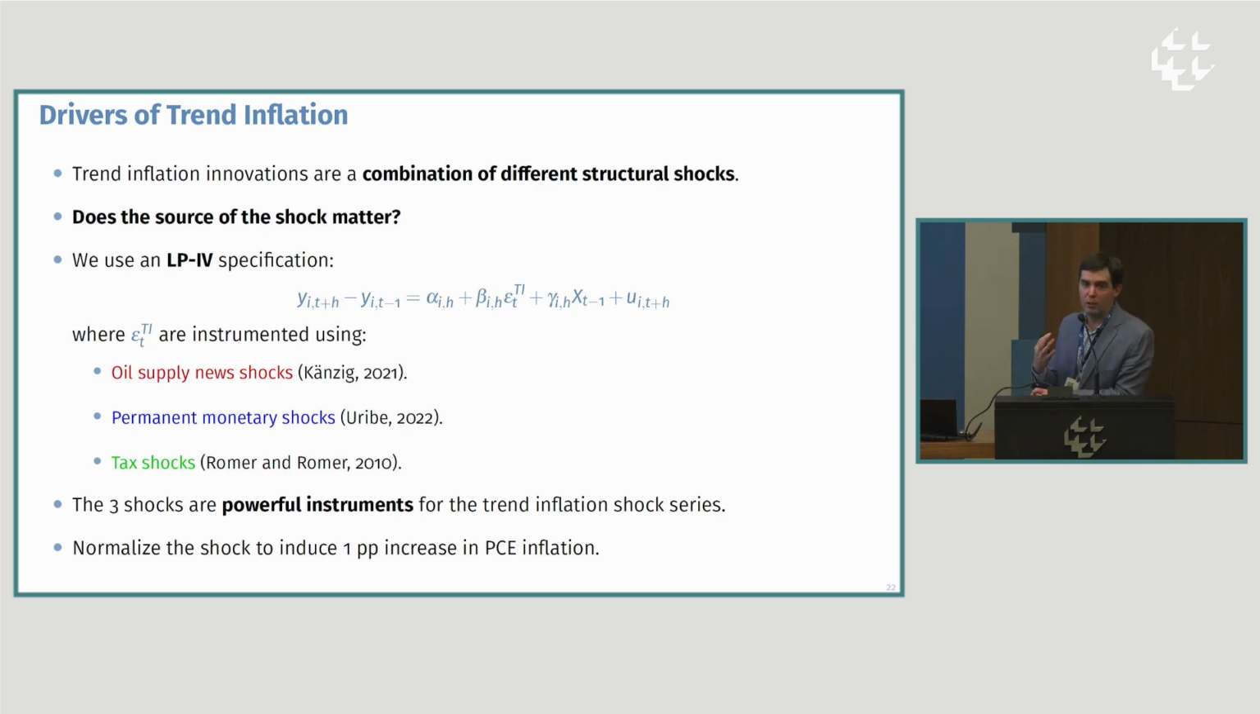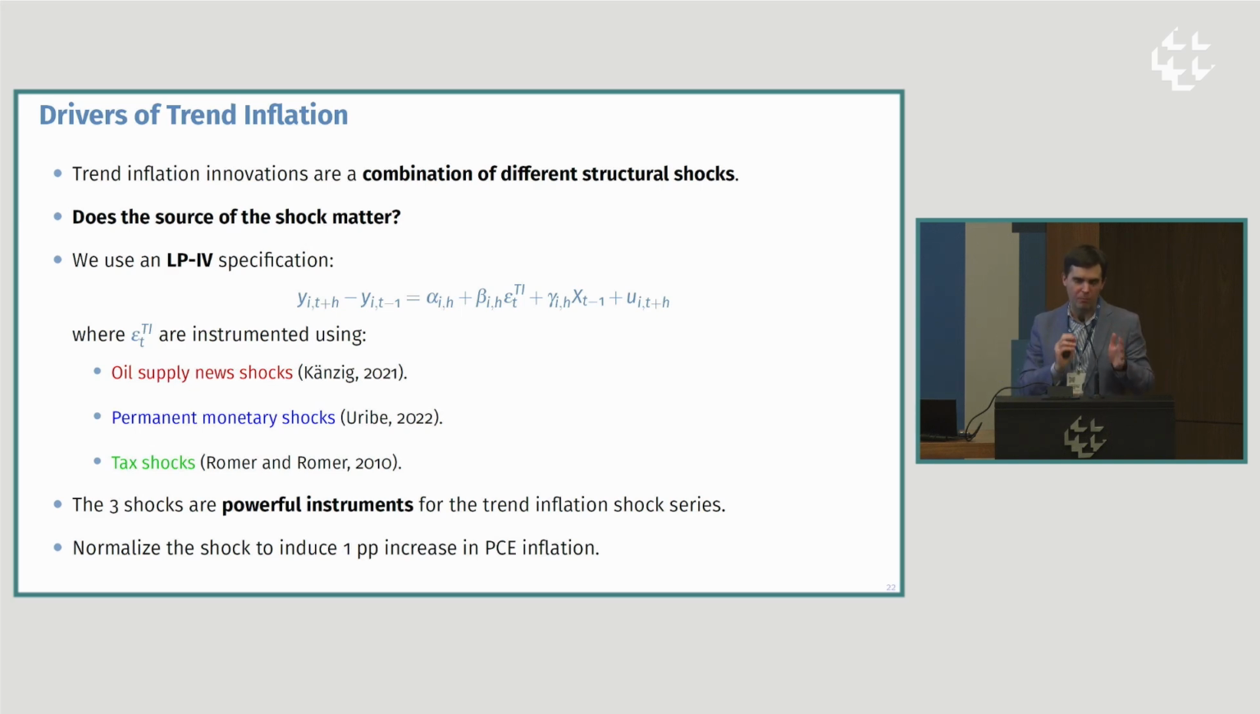And for this, we exploit the availability of different shock series identified by the literature, and we use a type of IV regression. We estimate the same local projection we were estimating before, but we exploit the series of oil supply news shocks developed by Känzig, the permanent monetary policy shocks developed by Uribe, and the tax shocks developed by Romer and Romer, and we use these shocks as an instrument.